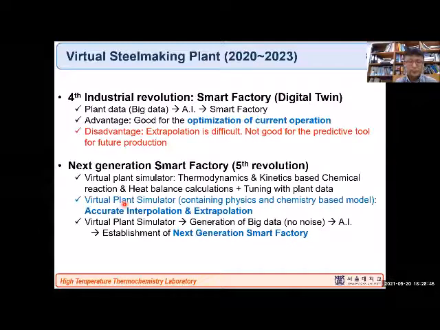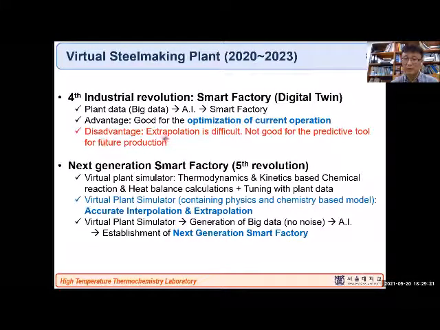Okay, and we are moving to the next level. We have all this process simulation tool. What we want to do now is go to the next generation smart factory, okay? The current smart factory in the post-industrial revolution, the digital twin, is based on big data from the plant. And in this big data, there's a lot of noise. So first of all, you have to remove all the noise to get a good data set. And then you have to use AI to make a smart factory. The advantage of this is that it is very good for the optimization of the current operation.